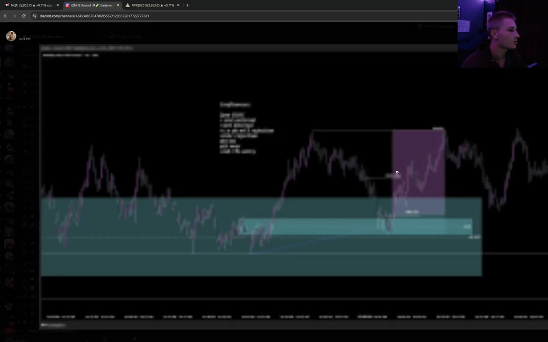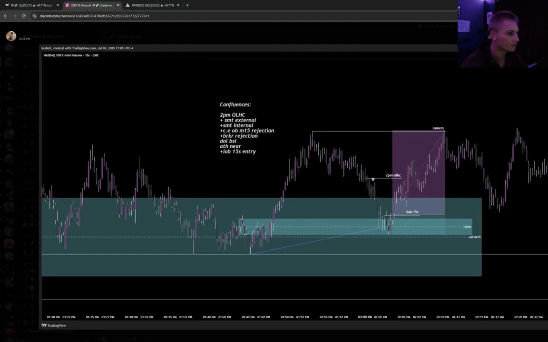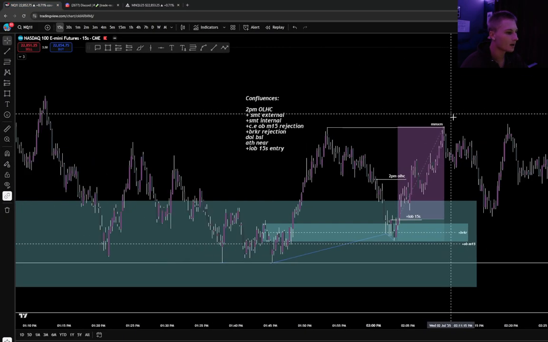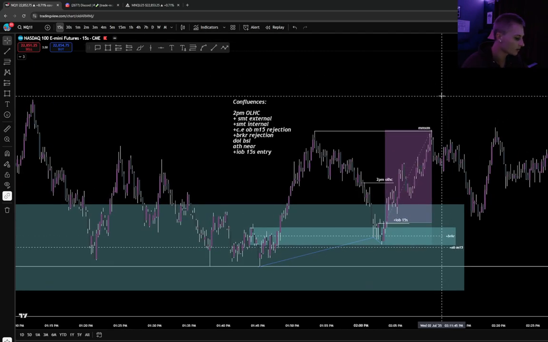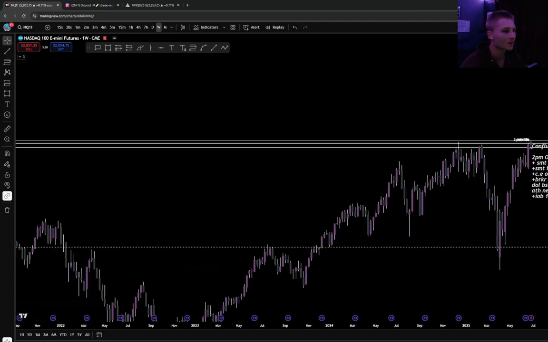And this was a 2 p.m. model, so I ended up taking this off that 2 p.m. open, low, high close. So let's do a quick trade recap right now, going over pretty much exactly what I saw here. So first of all, let's hop on the weekly time frame on NQ.